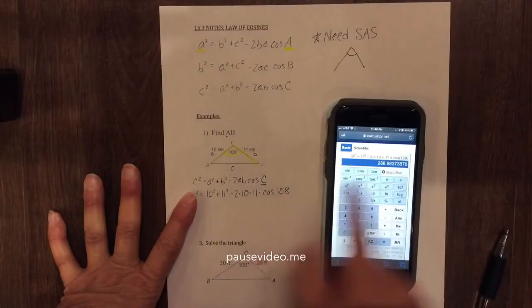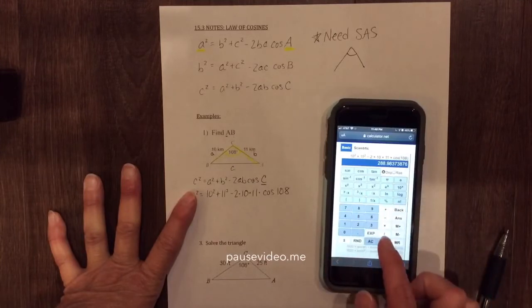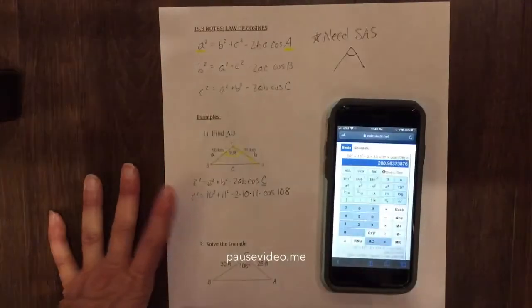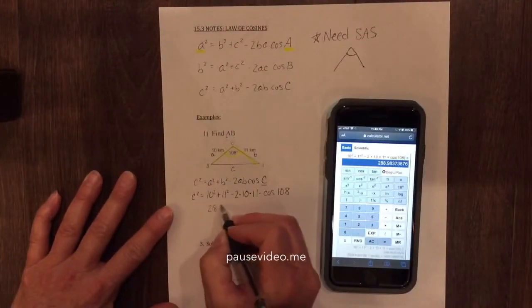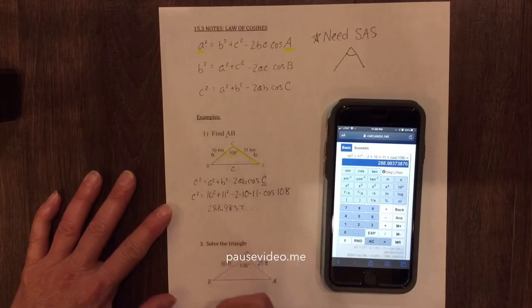Now, because that's the end, I don't necessarily need to close those parentheses, but if you want to, you can close them right there and hit equals, and I get 208.9837... It keeps going. Remember, we're not going to round till we get to the final answer.